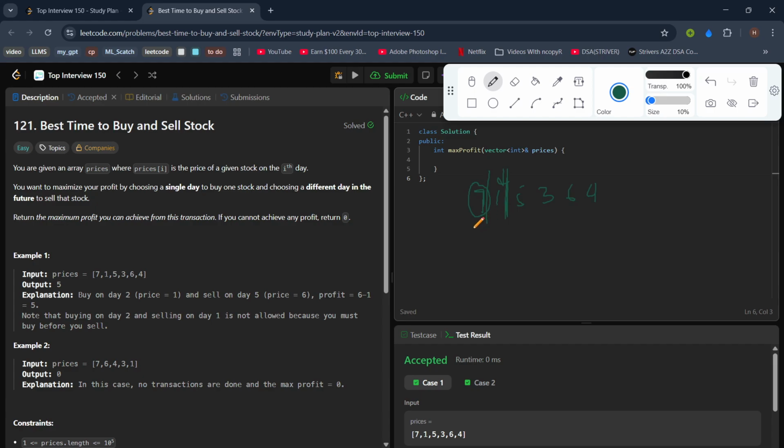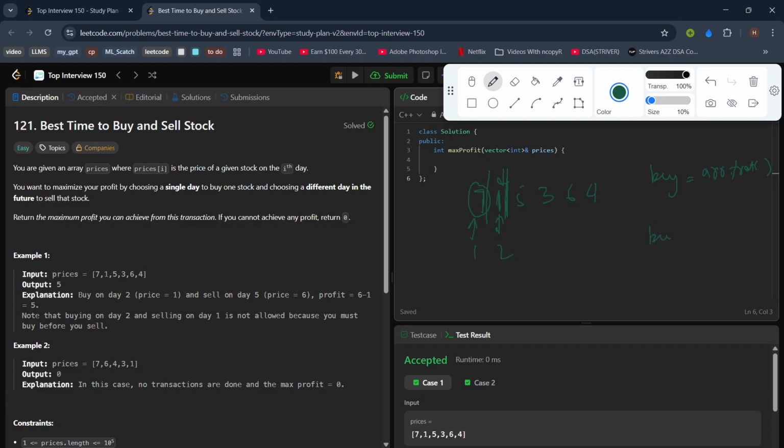So was it better to buy on day one or on day two? When you came to day two, you realized that it was always better to buy the stock on day two because at that point the price was minimum. So what we would do is create a pointer called buy, initialized with the first value, arr.front, and if we find that a value coming next is lower, we will update that value.